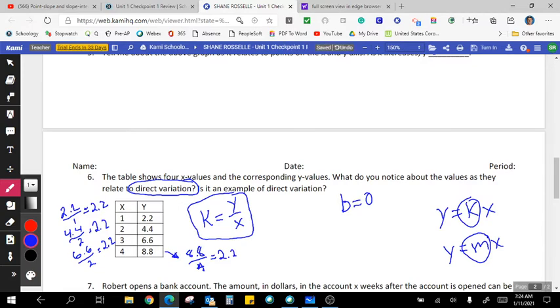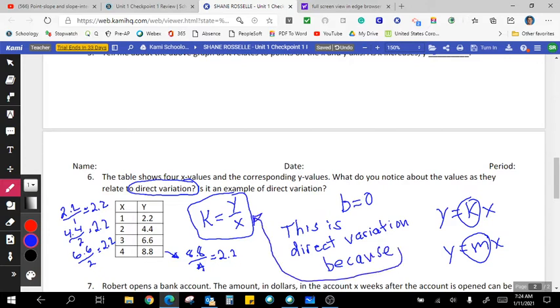It says, what do you notice about the values as they relate? Okay, so this is direct variation, because this happens every time. Y divided by x is going to be the same thing every time, all right? And that's what we showed right there.